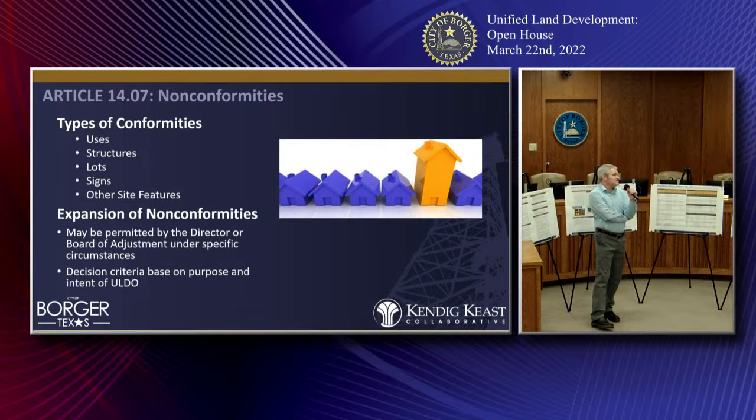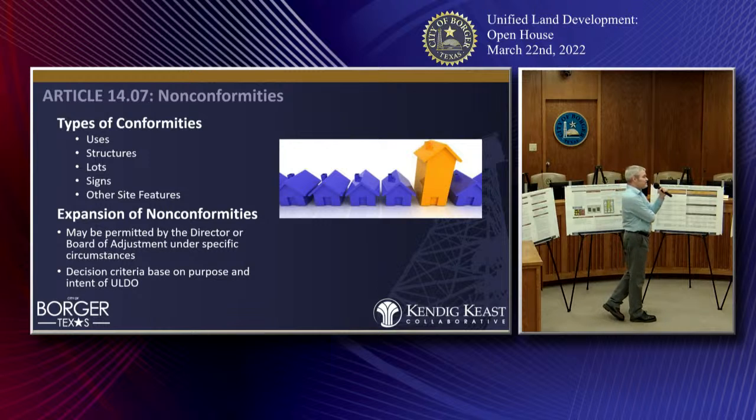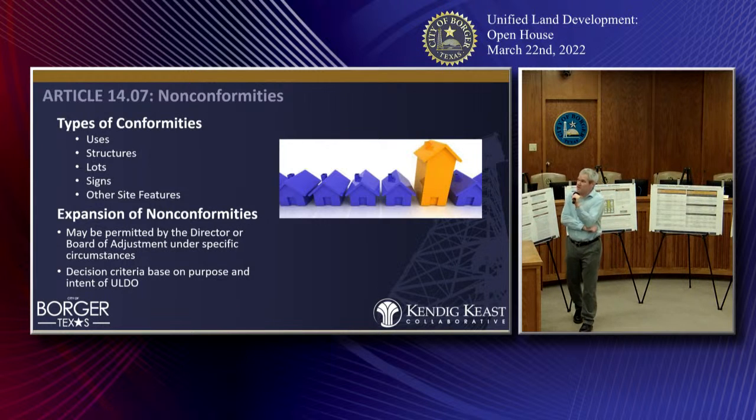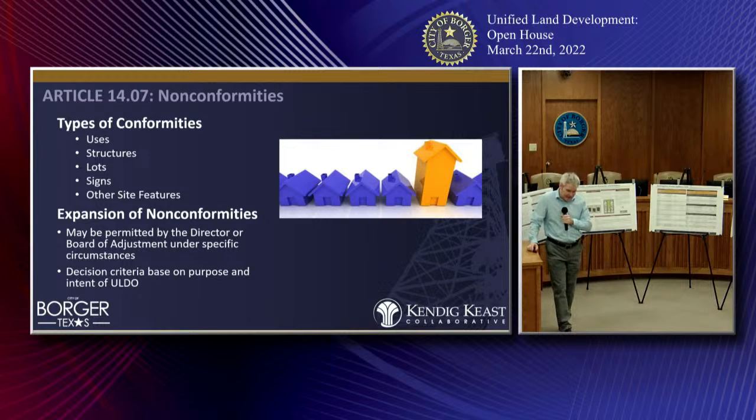Non-conformities is the next big topic, and that should say types of non-conformities, not types of conformities. A lot of people call this grandfathering, so there are different kinds of non-conformities that could arise when rules change. A good example might be a commercial business in a residential district, where you have residential zoning all around. There's a property that has been there a long time that is a business, and sometimes that can be a good thing because it serves the residents in a convenient location, but sometimes it's not as good.